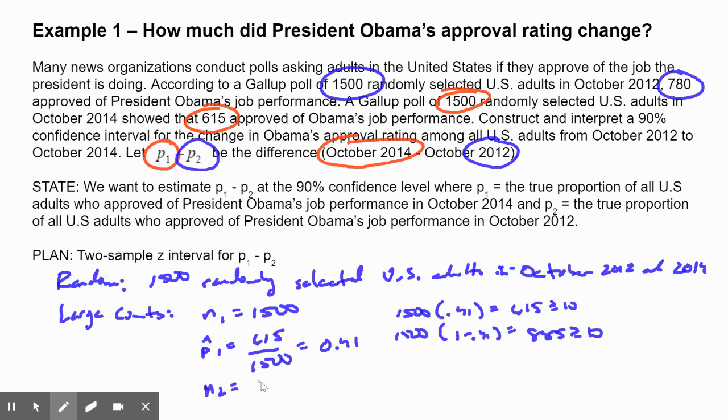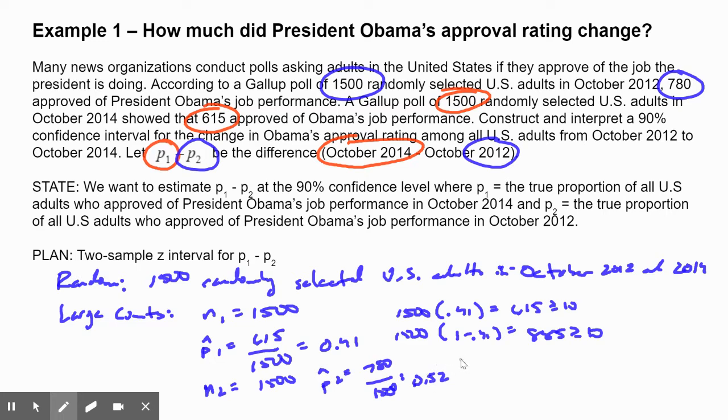And now we'll do n2. So that's still 1,500. And we'll do p. I'm going to run out of room. I'm going to try to squeeze it over here. Sorry. And we'll do p hat 2. p hat 2 will be the 780 divided by 1,500. So 780 divided by 1,500 is 0.52.